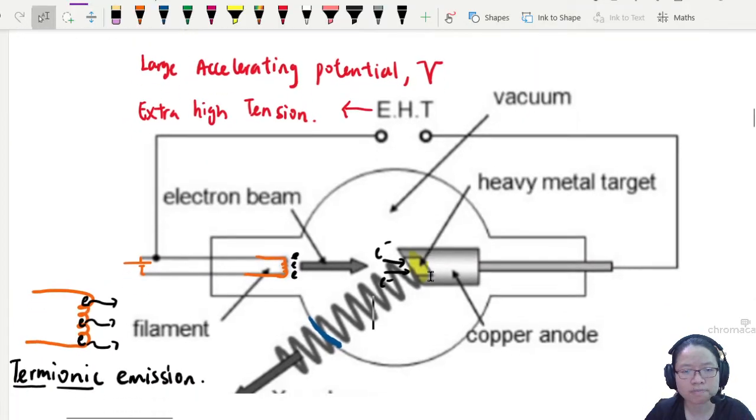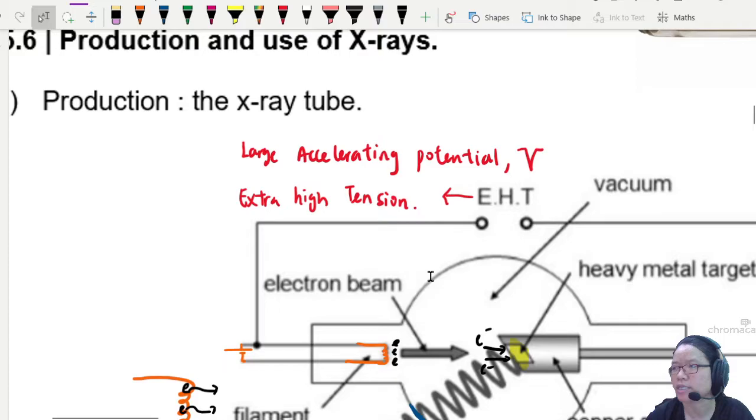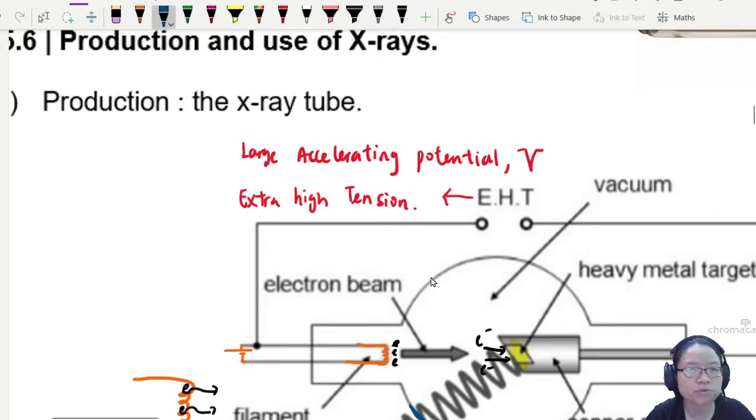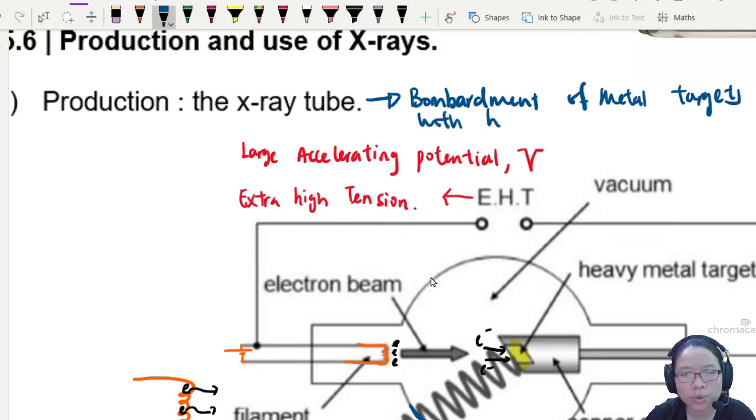So we're going to think about it that way, and we'll write down what causes the production of X-rays. If they ask how X-rays are produced, we will say it's the bombardment of metal targets with high-speed electrons.